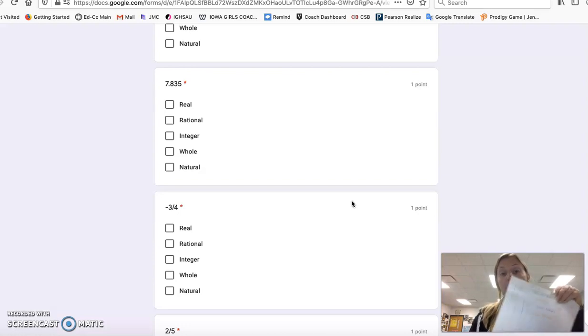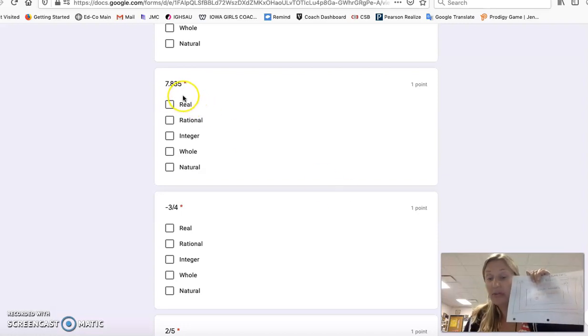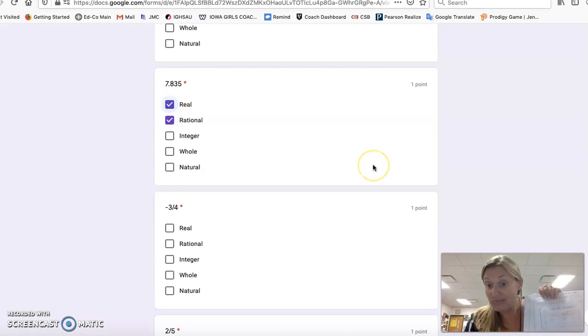Okay, so 7.835. Natural numbers do not allow decimals. 7.835 is a decimal, so it will not go there. Whole numbers do not allow decimals, so it will not go there. Integers do not allow decimals. These three inner boxes do not allow decimals and fractions by definition. So the only box this can fit in is the rational. This is the only one that will have decimals and fractions. So this is a rational number, and of course it's real.